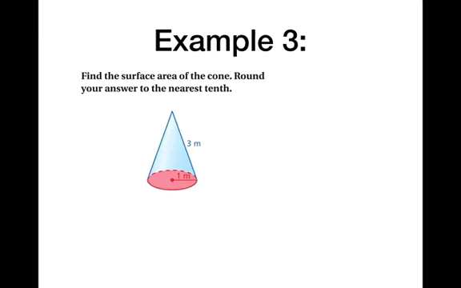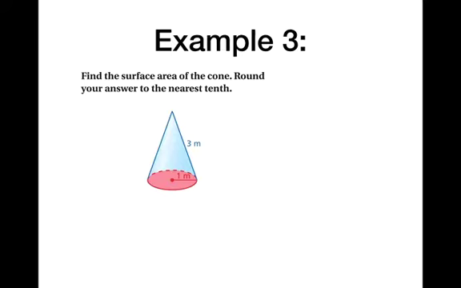Okay, so like I said, with cones, you've got a single circle and then a lateral surface area. With this one, it's a little more challenging to try and draw the net. So with cones, we're really just going to stick to the formula. Formula being pi r squared plus pi r s, with s being the slant height.